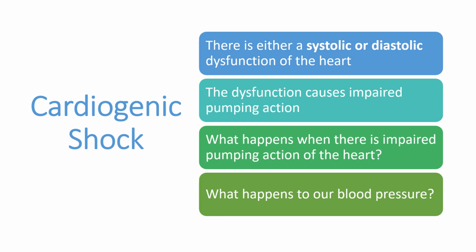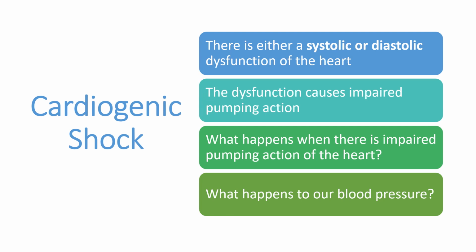So what happens when there is impaired pumping action of the heart? We end up with decreased cardiac output, and of course our blood pressure decreases if we have decreased cardiac output, as I said, they do go hand in hand. So that second question there, what happens to our blood pressure? It certainly decreases, yes. With either a systolic or diastolic dysfunction, we have impaired pumping action. We're going to have a decrease in cardiac output and, of course, a decrease in blood pressure.